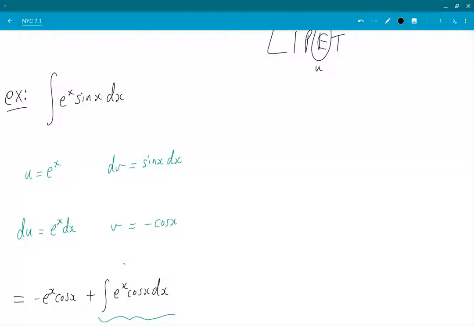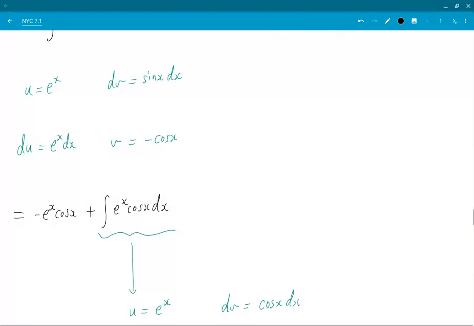Now I notice that I get another integral that seems like a by-parts integral to me, because you have a function times a function, and there's not really an obvious inside function. An obvious inside function would motivate me to try substitution. Not in this case. So I'm going to try by parts again down here.